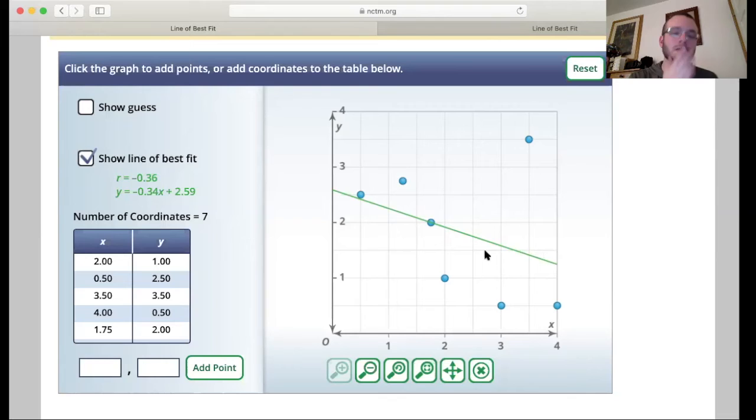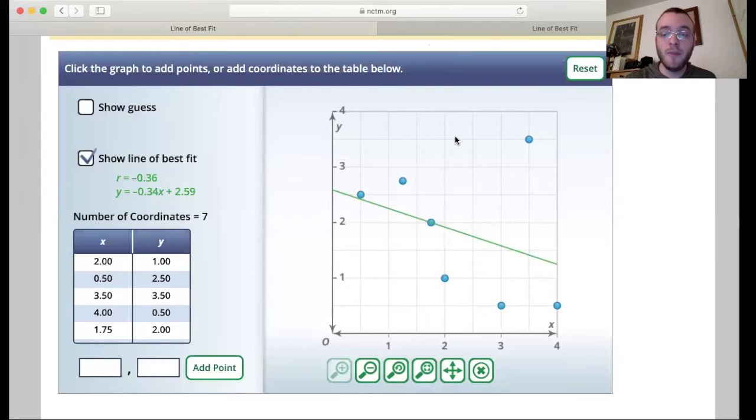However, I'm curious, what will happen? What do you think will happen if I get rid of Madeline's point? If we eliminated that, how would the line of best fit change? Take a moment, think about it, and then let's try it.